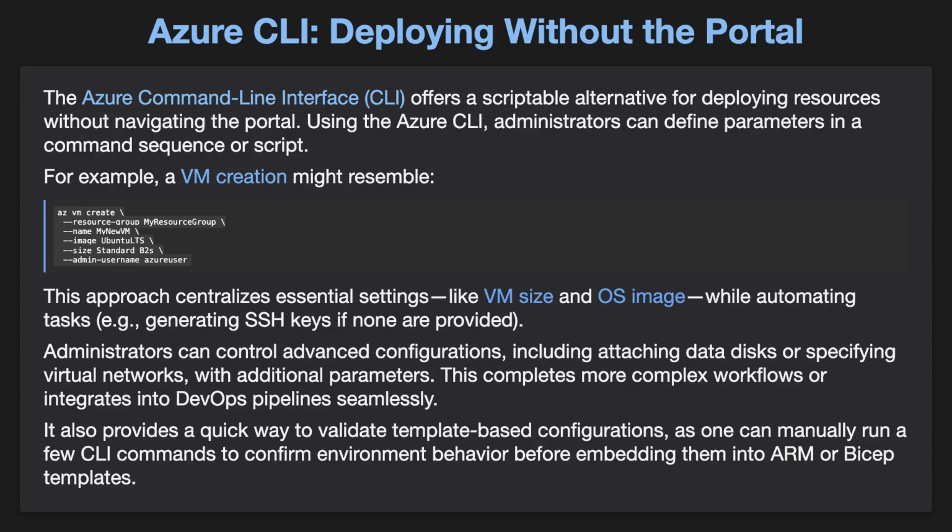This approach centralizes essential settings like VM size and OS image, while automating tasks, e.g., generating SSH keys if none are provided. Administrators can control advanced configurations, including attaching data disks or specifying virtual networks, with additional parameters. This complements more complex workflows or integrates into DevOps pipelines seamlessly. It also provides a quick way to validate template-based configurations, as one can manually run a few CLI commands to confirm environment behavior before embedding them into ARM or Bicep templates.